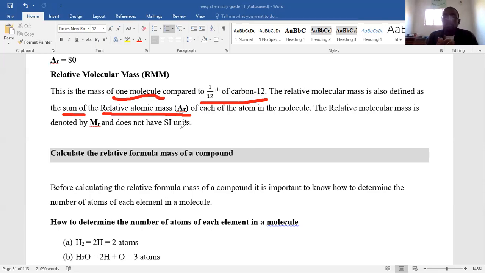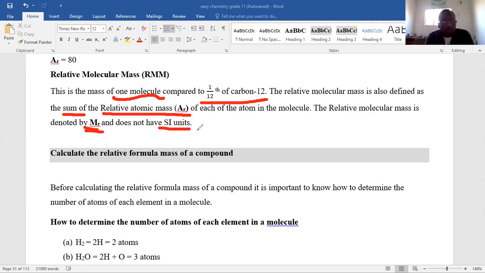So we have the relative molecular mass and the relative formula mass: one looks at molecules and one looks at just the chemical formulas. So we have to know a molecule. Relative molecular mass is denoted by a capital M with a subscript small r, pronounced as Mr. Relative atomic mass is Ar, relative molecular mass is Mr, and it doesn't have units.